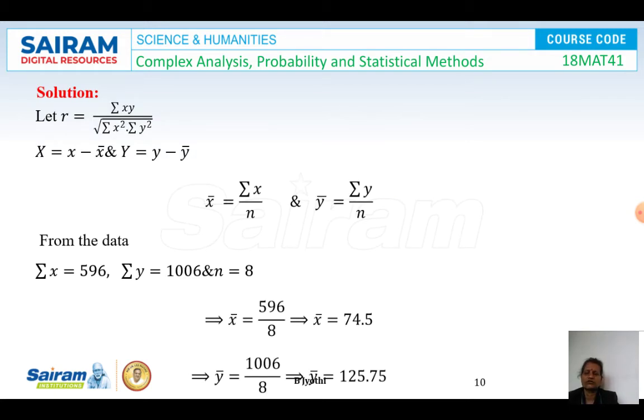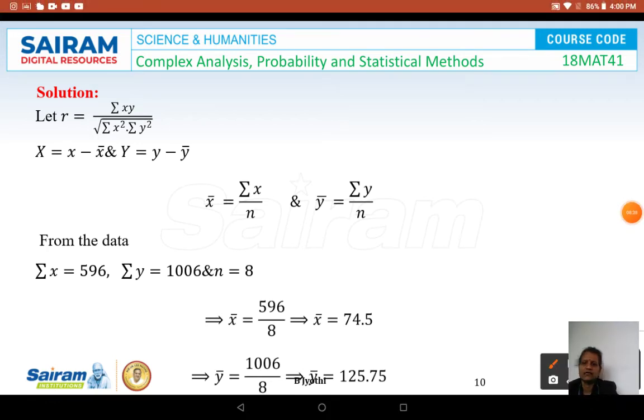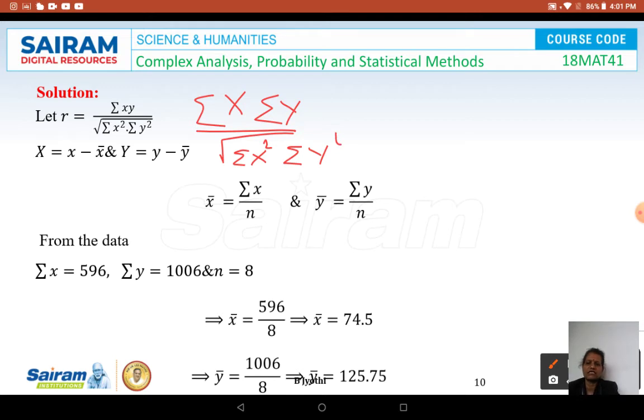So let us look into the formula. r is given by sigma of capital X into capital Y divided by the square root of sigma of capital X square into sigma of capital Y square. So what is capital X here? X is x minus x bar, and Y is y minus y bar, where x bar is summation x by n, and y bar is summation y by n.